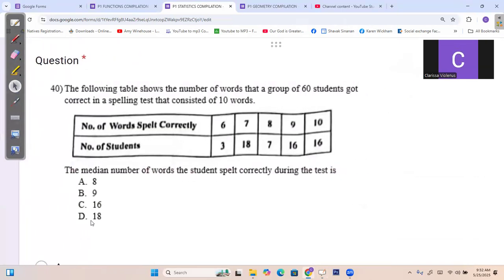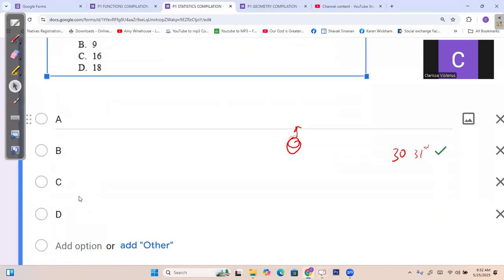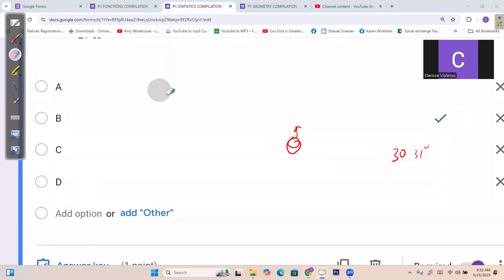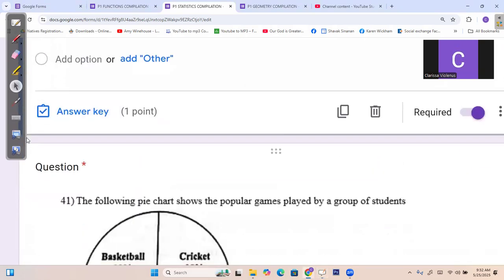The median number of words. The total is 60, so half of 60 is 30. So you're looking for the 30th and 31st student. So where is that going to fall? So this is 10, that's 28. So the 30th and 31st students can fall here. So the answer is 9 words. So the answer is B. Remember, if you divide by 2, you find the position and where that student can fall.